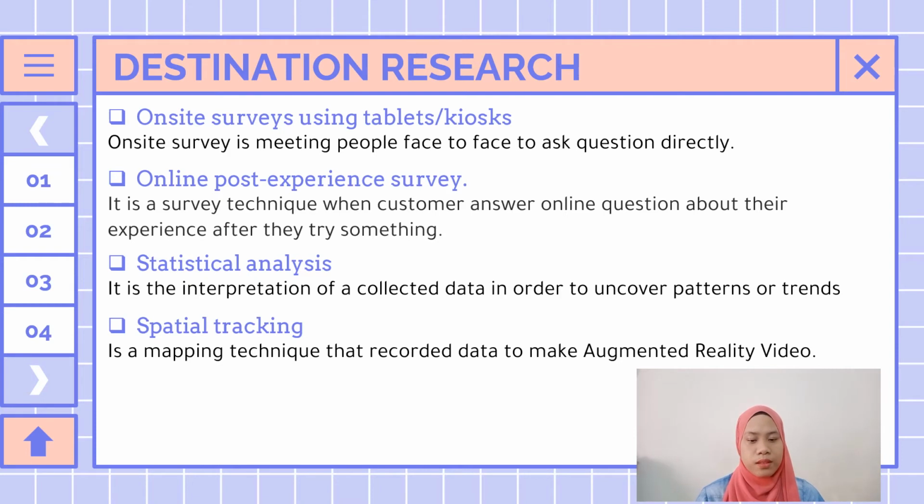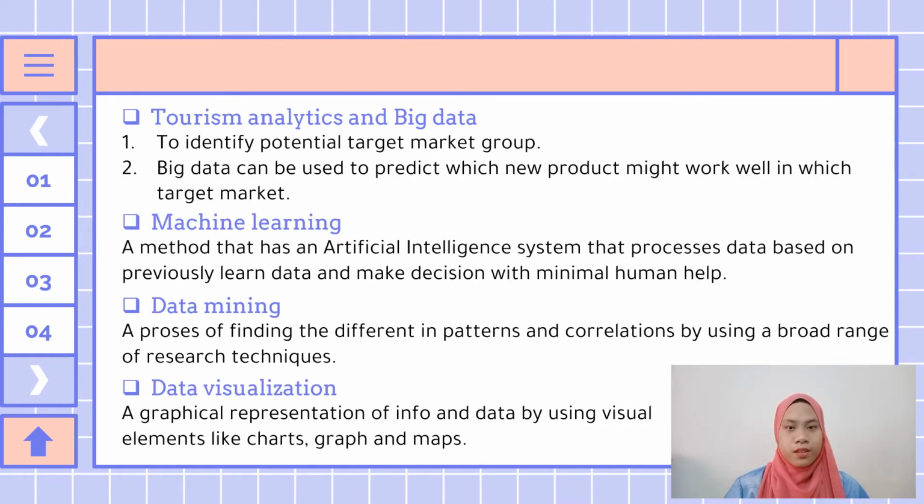The fourth one is spatial tracking. It is a mapping technique that records data to make augmented reality video. How they usually do this is that they would visit a place and record everything about the place. They would map the place, and then with all the data that they collected, they would recreate the scene as an augmented reality video. The next one is tourism analytics and big data.